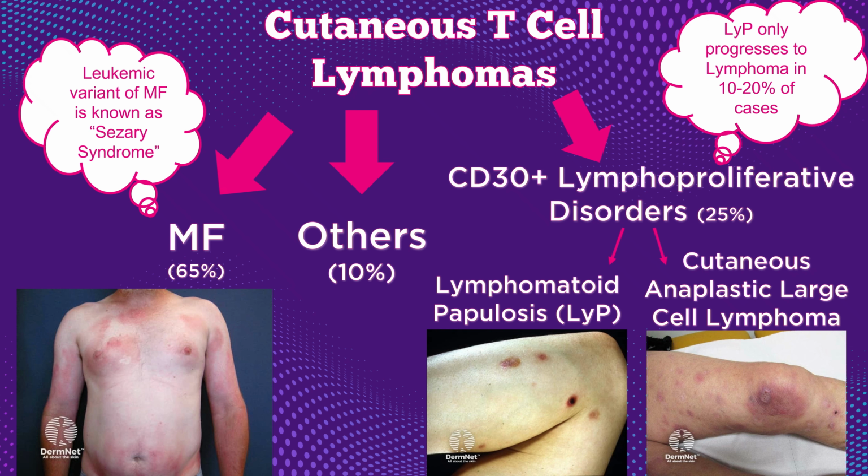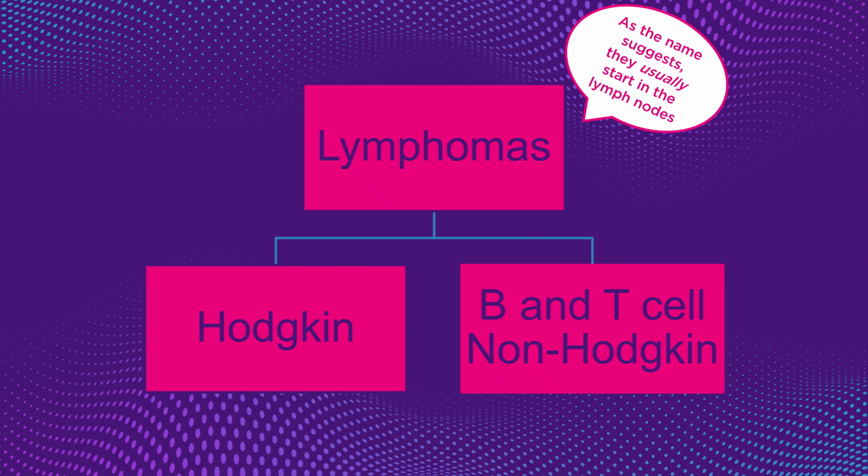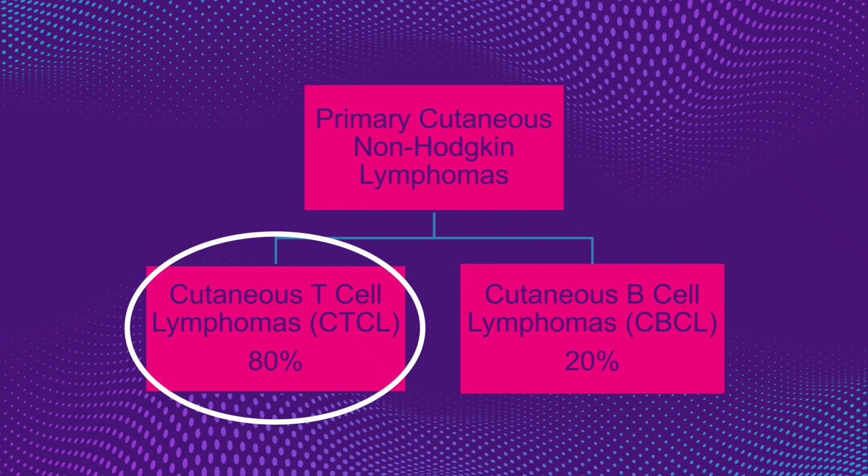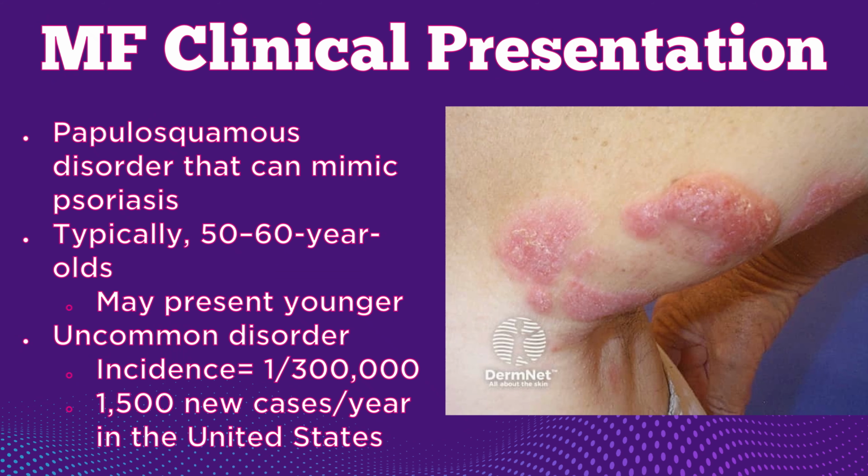So I'm sure your head may be spinning a little bit by this point, so let's quickly summarize. While lymphomas typically start in the lymph nodes, they can also start or be primary in the skin. There are 2 types of primary cutaneous lymphomas, which are technically non-Hodgkin's lymphomas. 80% are cutaneous T-cell lymphomas, aka CTCL, and 20% are cutaneous B-cell lymphomas, aka CBCL. Today's episode will focus on the most common type of CTCL, Mycosis Fungoides, which is a papulosquamous disorder that mimics psoriasis. Thus, we place it in the psoriasiform category of papulosquamous disorders. Mycosis fungoides is an uncommon condition that typically starts in patients' 50s and 60s, but may occur at younger ages.